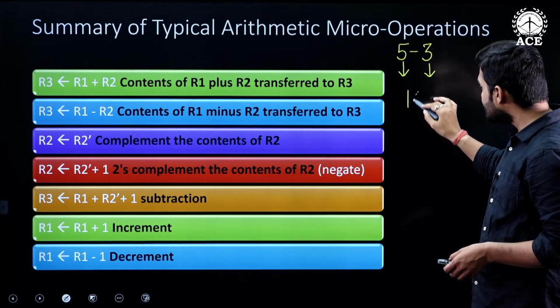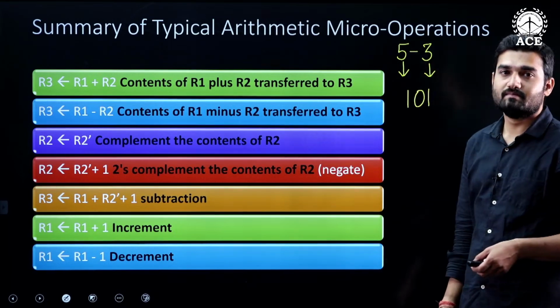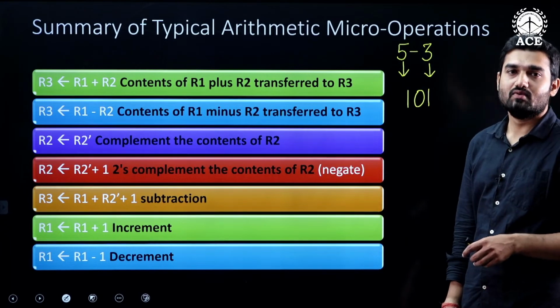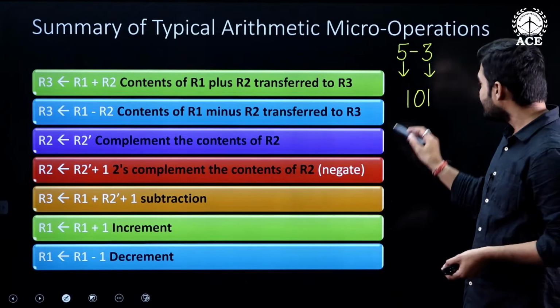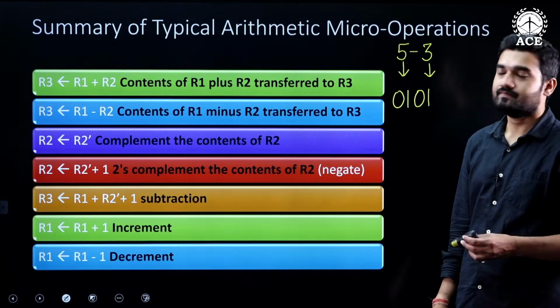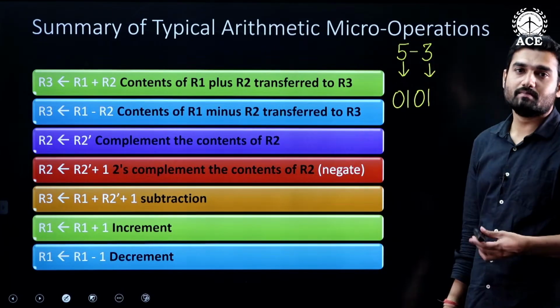Some are saying slowly, sir, 101. Arey no, I am asking in 2's complement. 5 is written as 0101. My next question, how can you write minus 3 in 2's complement?